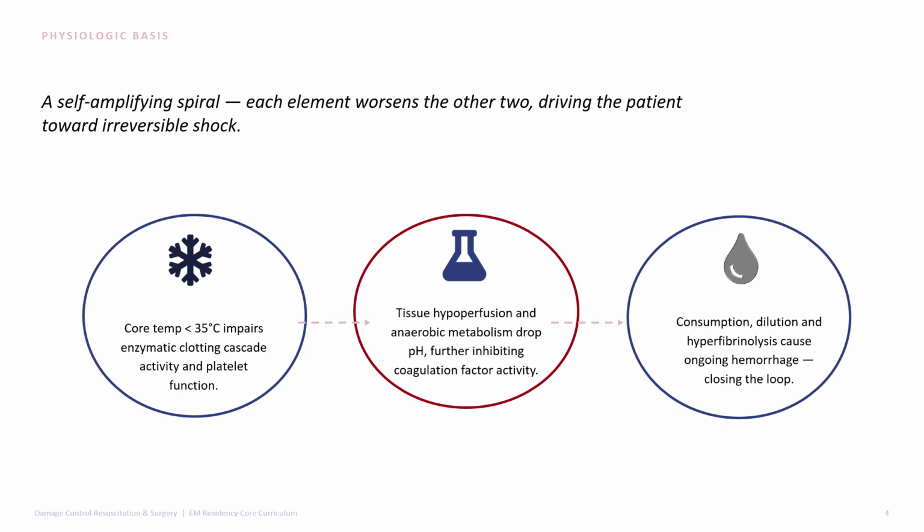All these things combined will lead to consumption of the coagulation factors and their malfunction. And when you start treatment, especially when you are treating the patient with crystalloids, dilution happens and there is hyperfibrinolysis, with increased clot breakdown causing increased hemorrhage, closing the loop. So it's a self-perpetuating cycle. Each element worsens the other two elements.